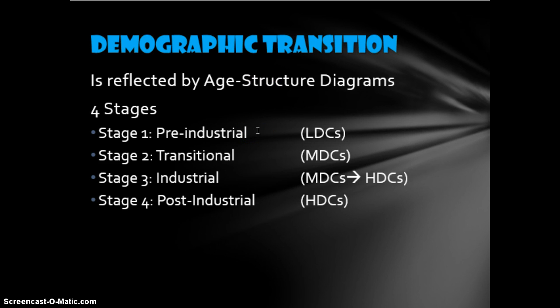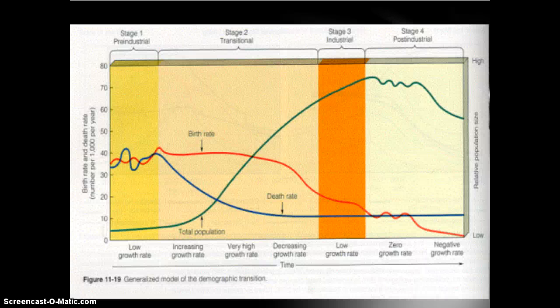So stage 1 is the pre-industrial stage. Those are those LDCs. They're not as developed. They're still more of an agricultural society. Then stage 2, you go into that transitional phase. They're moderately developed, and then they start to bring in the industrial phase, stage 3, and eventually once that is established, we would consider them a highly developed country, and they may even move into stage 4, which is post-industrial. So you can see how these demographics change over these stages.